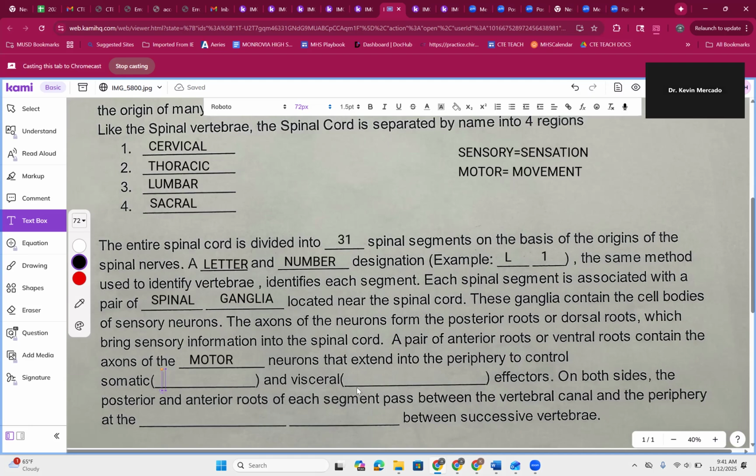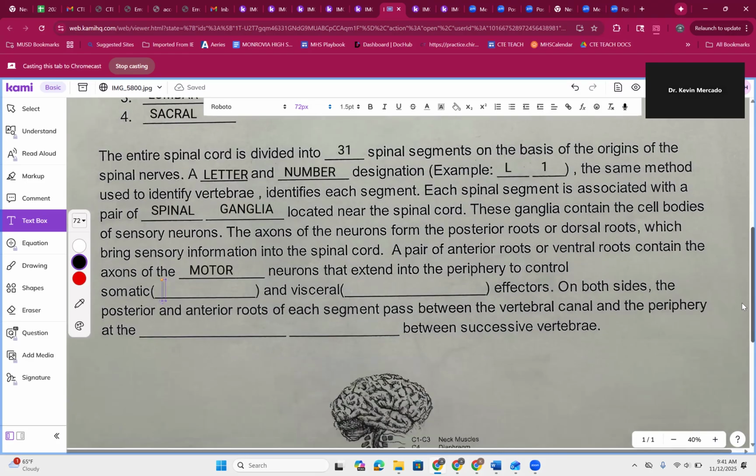So I'll give you somatic and visceral. Visceral is, I'll give that to you in a little bit. I have that in front of me at the moment.